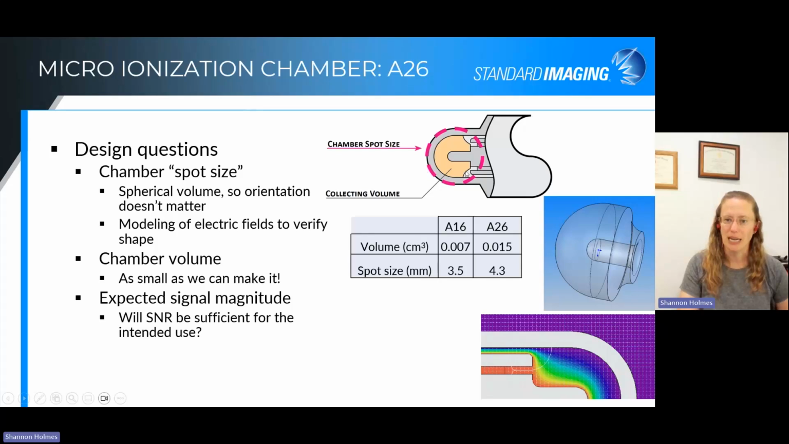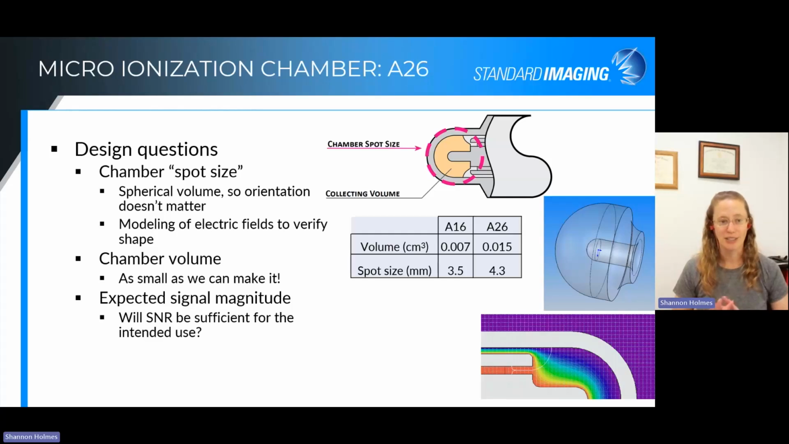The chamber spot size, which would be this full region that's occupied by the active chamber plus its walls, was designed to be spherical. So the orientation of your chamber wouldn't change how the volume averaging was occurring, especially if you're scanning a penumbra. Does it matter if you're scanning forward and back or left to right? It doesn't with the 26.